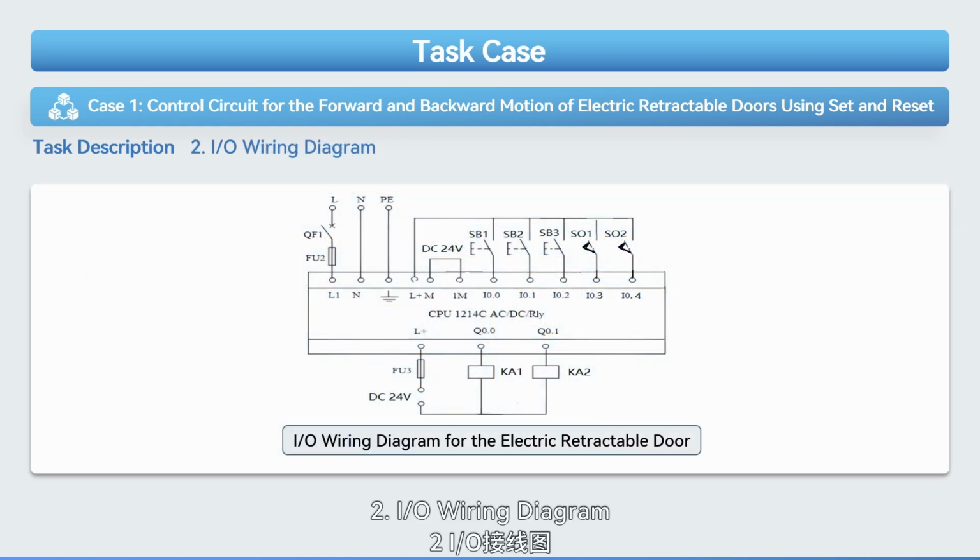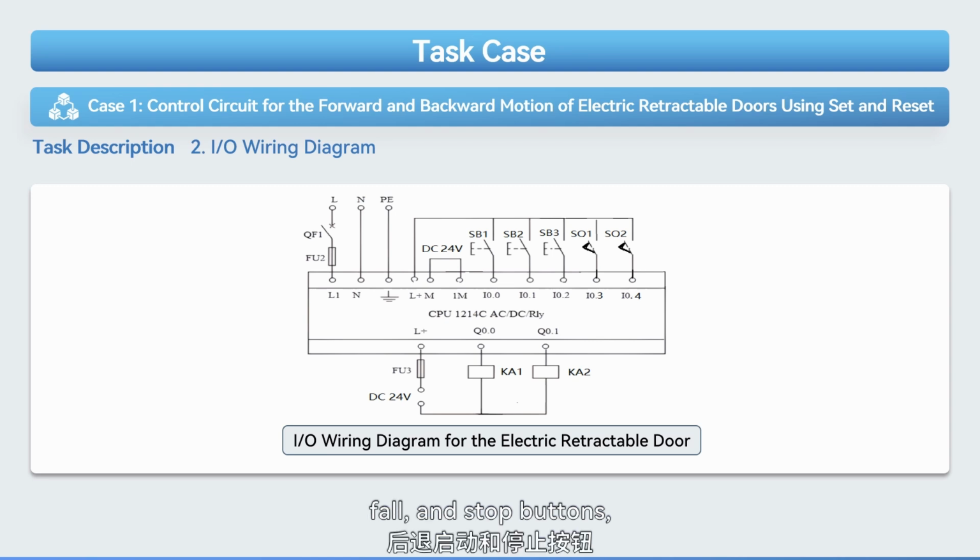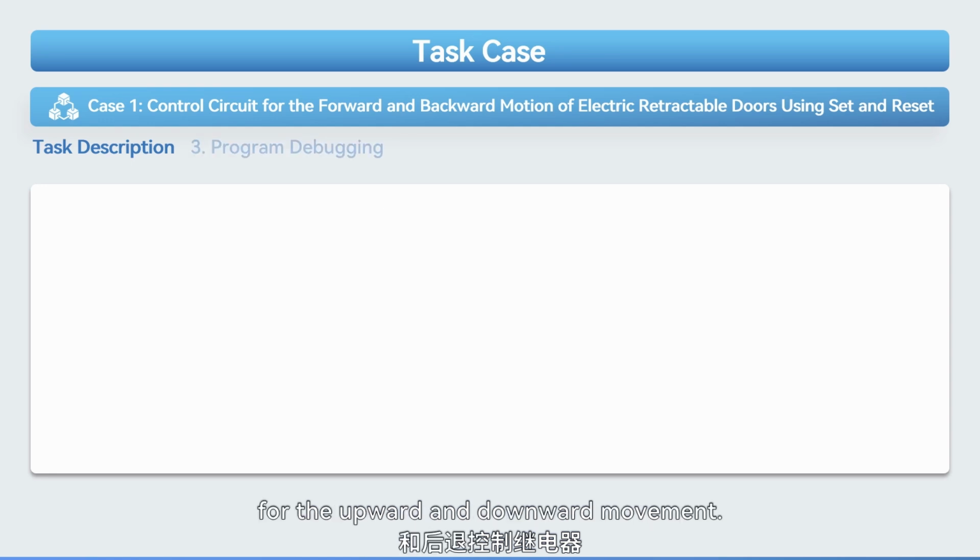2. I/O wiring diagram. The diagram shows the I/O wiring for the electric retractable door, connecting the rise, fall, and stop buttons, and the upper and lower limit switches, along with the control relays for the upward and downward movement.